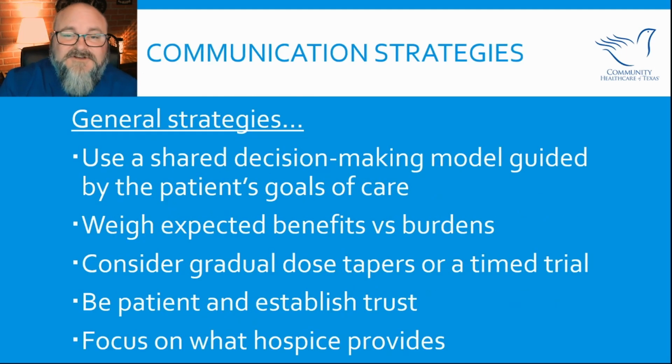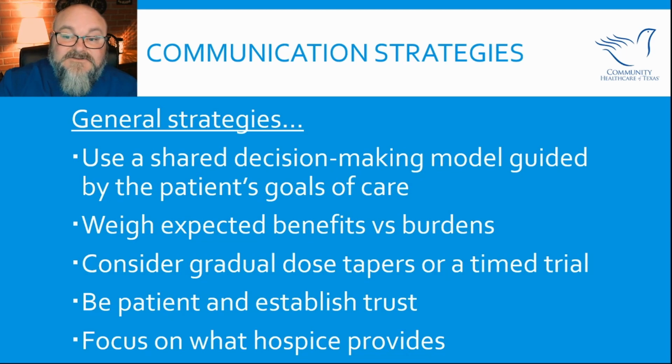First of all, we're going to talk about some general strategies. The first general strategy is to use a shared decision-making model guided by the patient's goals of care. What that means is we want to bring the patient, the family, whoever's making that decision about the goals of care into the conversation so that we can talk about deprescribing and talk about medications and why we would continue them or why we would suggest that they be deprescribed. If we get buy-in from the patient and the family, then that makes that deprescribing conversation easier.